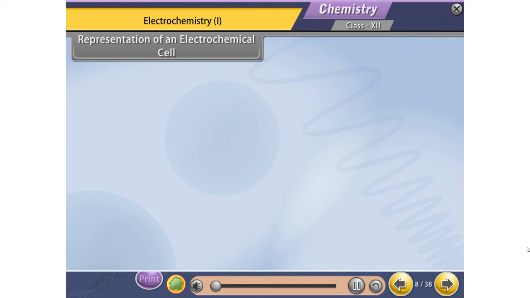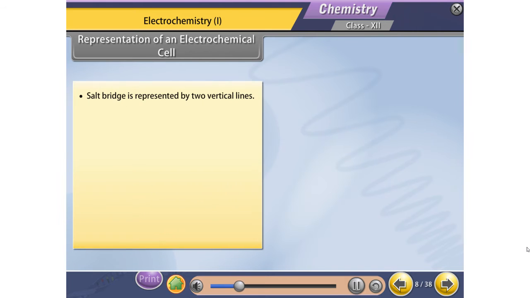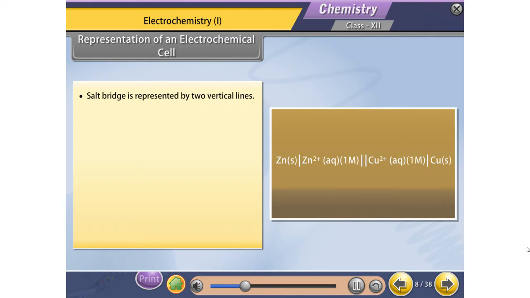Representation of an electrochemical cell. An electrochemical cell or a galvanic cell is represented in a manner as follows. Salt bridge is represented by two vertical lines. A single vertical line represents the phase boundary between the electrode and electrolyte.